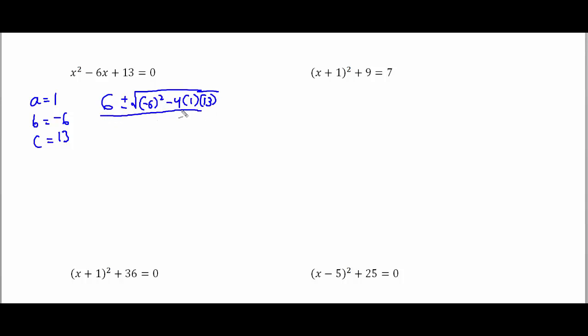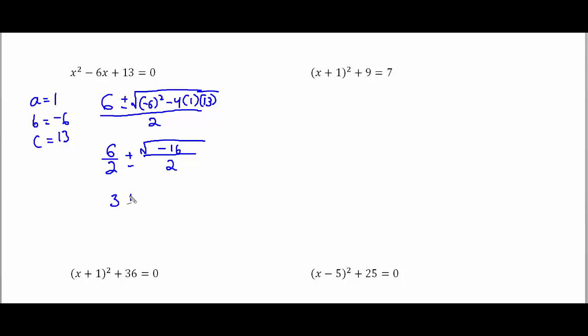In this case, it's going to be 2 times 1, which is 2. So I'm going to split this up into 6 halves, plus or minus the square root. I'm going to evaluate the discriminant, which is going to be this negative 6 squared. Make sure that's in parentheses, minus 4 times 1 times 13, which is going to give me a negative 16 all over the 2.